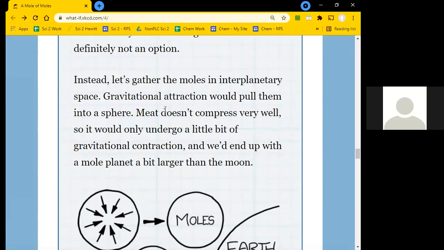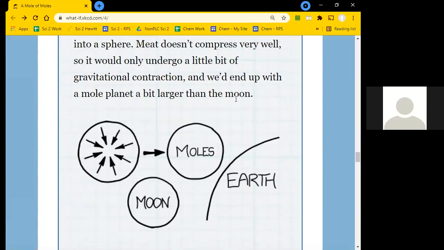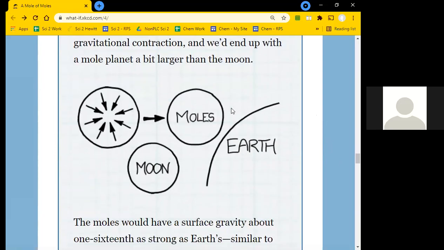Gravitational attraction would pull them into a sphere. Meat doesn't compress very well, so it would only undergo a little bit of gravitational contraction, and we'd end up with a mole planet a bit larger than the moon. Again, even though the mass is less than the moon, water is not as dense as rock, usually. So you don't need as much volume on the moon as you have with the moles.